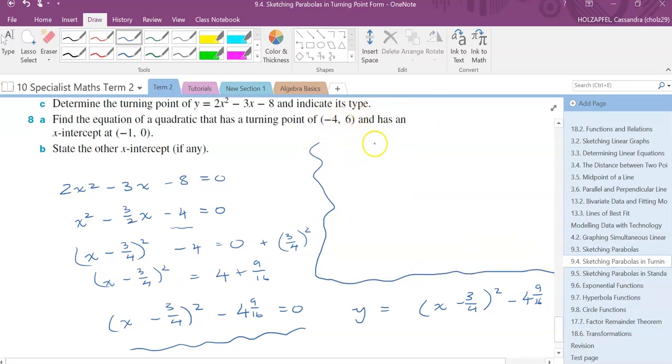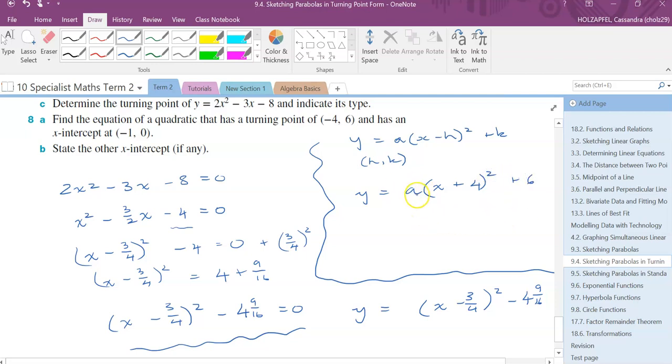If it's got a turning point, remember the turning point form is y equals a(x minus h) squared plus k, and the turning point of this form is at (h, k), so we're flipping the sign to positive here, and the k is the same. Here we can see the turning point is -4, 6, so this must be y equals a, still don't know what the value of a is, (x plus 4) squared, because if I substitute in -4, then negative and negative makes +4, so it changes, plus 6.